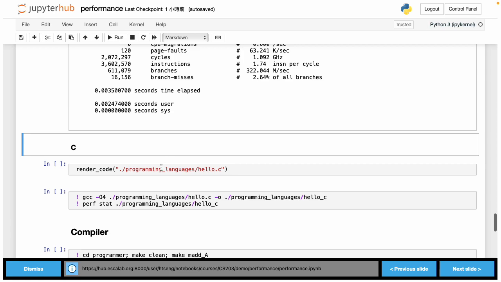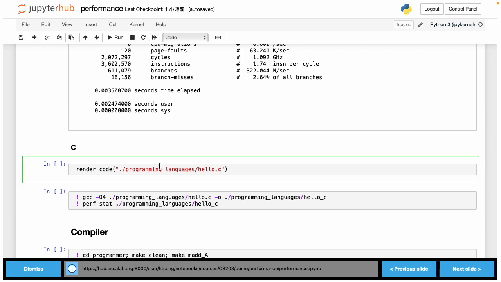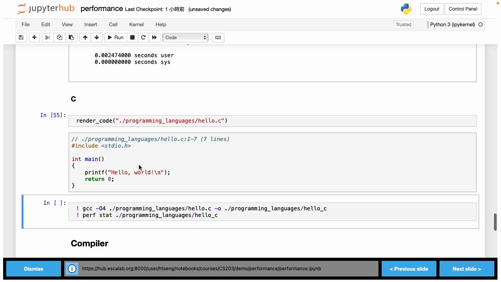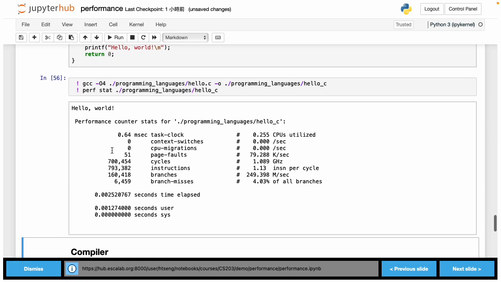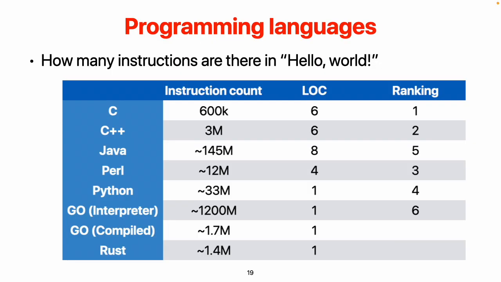In another language, you might feel like, okay, this is a grandfather old language. Why should we still look at this Hello World? And the answer is because if you look at the instruction count, it's not even reaching a million. It's very, very fast. So what does that mean? It means that the programming language actually affects a lot. It seems like in Python you only need one line of code from the programmer's perspective, but in the backend it actually generates millions of instructions.